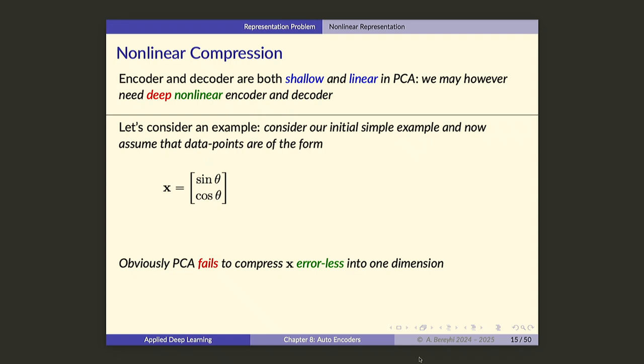But what about this kind of data? Say you have a data set where your samples all look like this. The first entry is sine of theta, the second entry is cosine of theta. Then what do you think about this one? Can I compress it into one variable? Can I just use one variable to represent this data point?